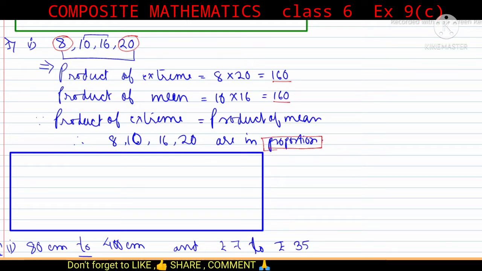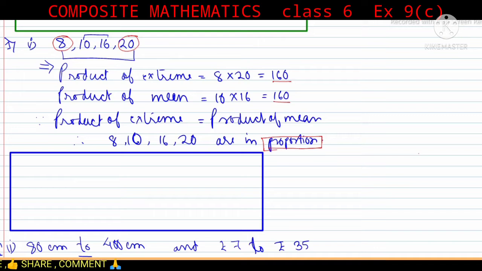Now, friends, since all questions have the same pattern, I have left questions 2 to 4 for you to solve. If you cannot solve them, please don't forget to comment. I will try to solve it.